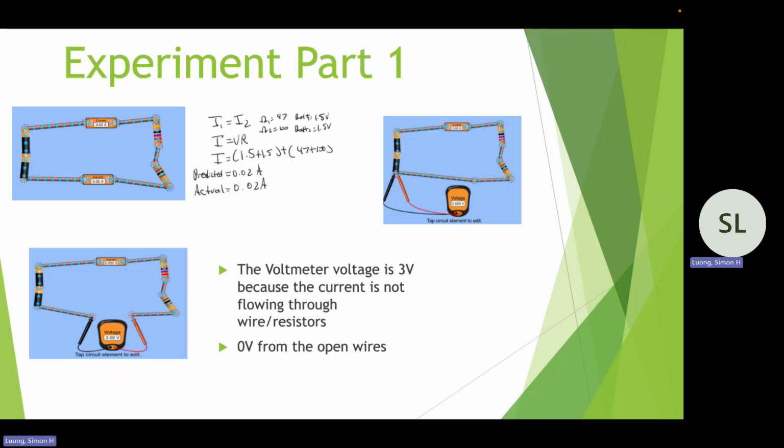Next, on the bottom, I took out one of the ammeters and put in a voltmeter, and I found that the voltmeter's voltage is 3 volts because the current is not flowing through the wires or resistors, and then there's 0 volts from the open wires. And on the top right, finally, you can see the voltage for the round trip, where I attached the two prongs of the voltmeter onto two different ends of the battery. I got the voltage equaling 0.